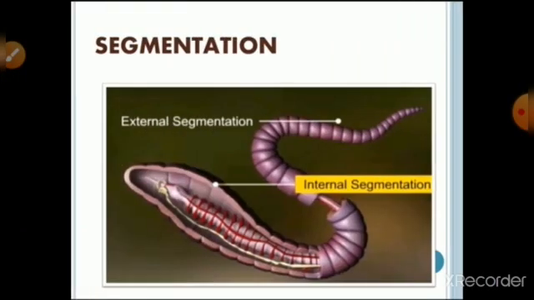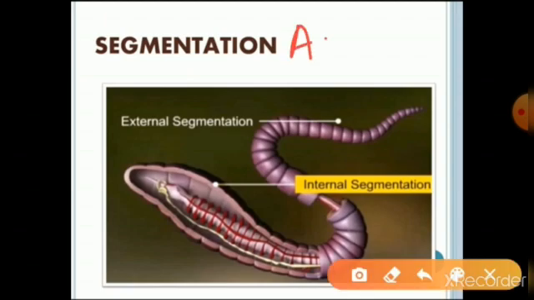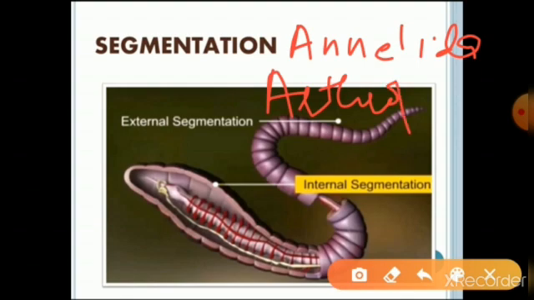Now the next character, students, is segmentation. Segmentation means repetition of parts in an animal body. Segmentation is very prominently seen in Annelida, Arthropoda and in Chordata. In all these three groups, segmentation is seen, and segmentation is the repetition of parts in an animal body.